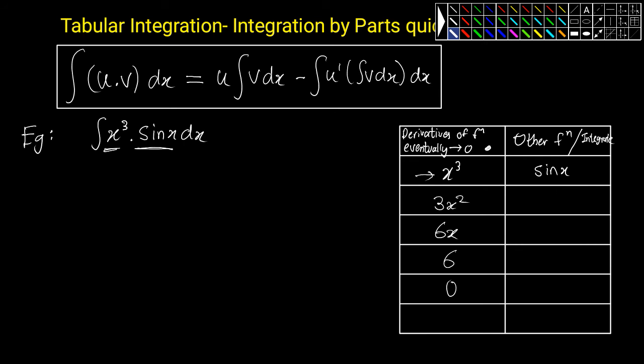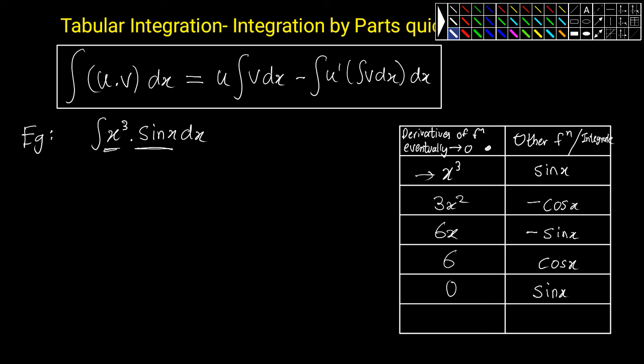Okay, now let's integrate this side. That's gonna be minus cosine of x. That's gonna be again minus sine x. This is gonna be cosine x, and this is going to be sine x again. Okay then, this is not difficult.